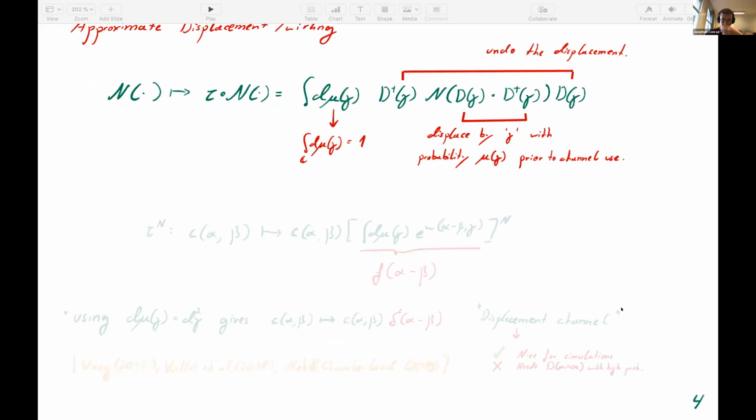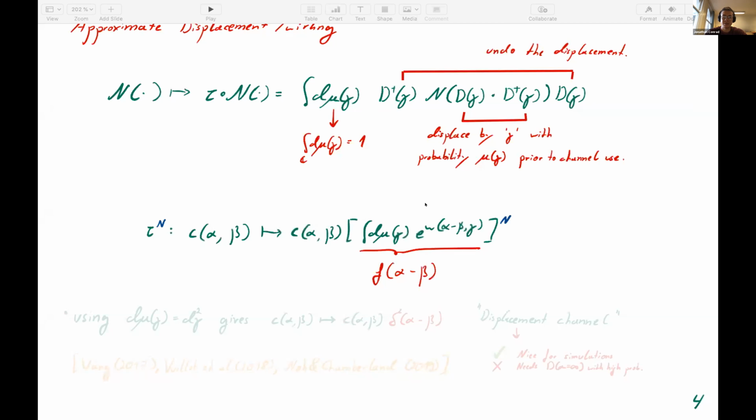Okay, so now that we want to come up with a twirl for GKP error correction, the most natural thing to do is to twirl a GKP channel using displacements. The idea here is that we take some displacement amplitude which we sample from a probability distribution mu. We apply displacements corresponding to this amplitude to some state prior to sending the state through the channel, and after the channel evolution, we apply the reverse operation and undo the displacement.